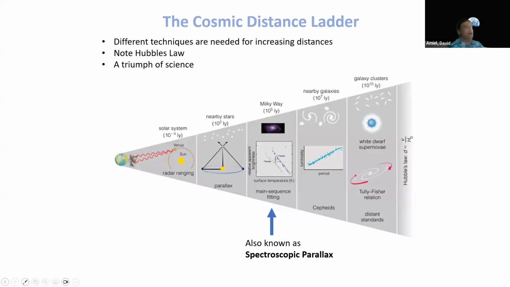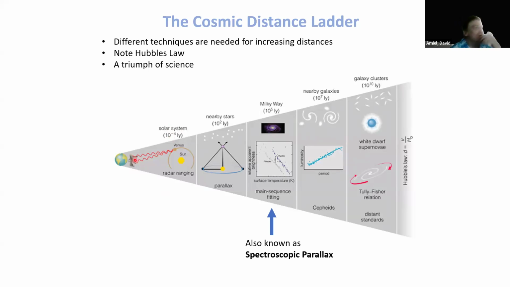So on the cosmic distance ladder, you see here at 10 to the minus 4 light years, that's 1/10,000th of a light year. One light year is 30 trillion miles. 1/10,000th of 30 trillion miles, shifting the decimal place 4 places to the left, is whatever that number is. This first technique here is good for the solar system.